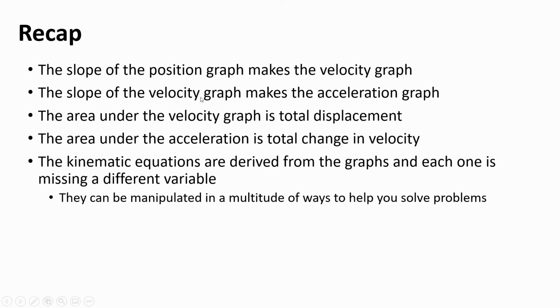So here's a quick recap. The slope of the position graph makes the velocity graph. The slope of the velocity graph makes the acceleration graph. The area under the velocity graph is total displacement. The area under the acceleration graph is total change in velocity. And the kinematic equations are derived from these graphs, and each one is missing a different variable. They can be manipulated in a multitude of ways to help you solve your problems.